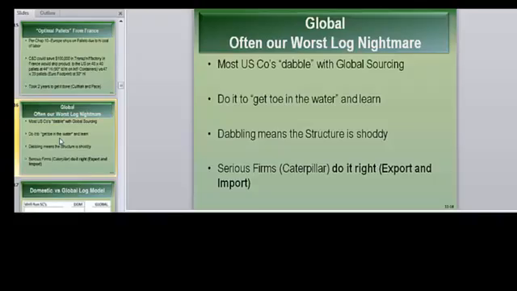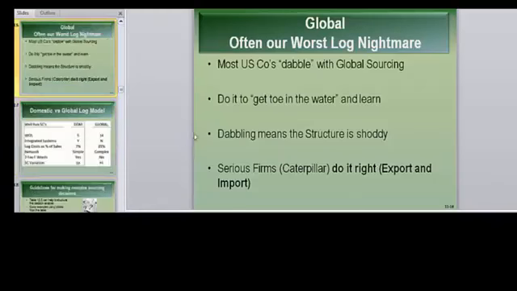They're not as robust as product being sourced from the US, with the exception of some serious firms out there like Caterpillar, like Apple. They do it right. And Caterpillar does both export and import. And they live by least landed costs to source their tractors and earth movers and everything else that they do to their customers around the world.